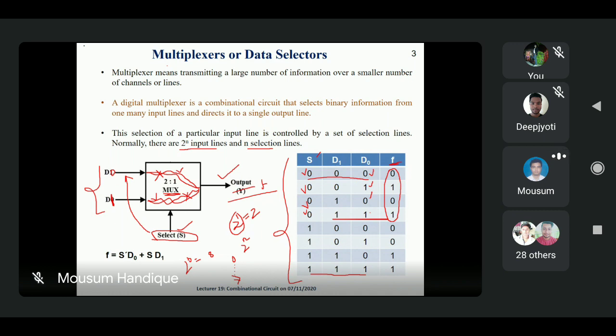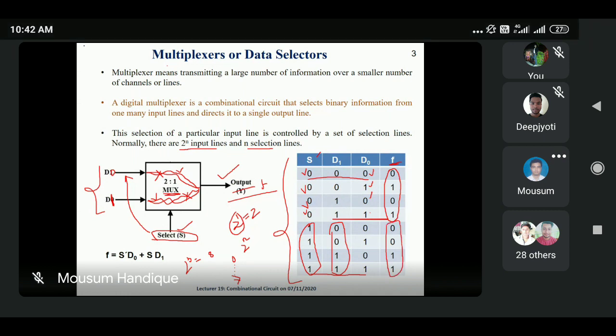But when S equal to 1, that time D1 is propagated to Y. So see here, all the S are 1. Okay. For that particular purpose, what is the value of D1? D1 value is 0, 0, 1, 1. So this particular value is propagated to F. So see here, this one is also the same. Are you getting my point?